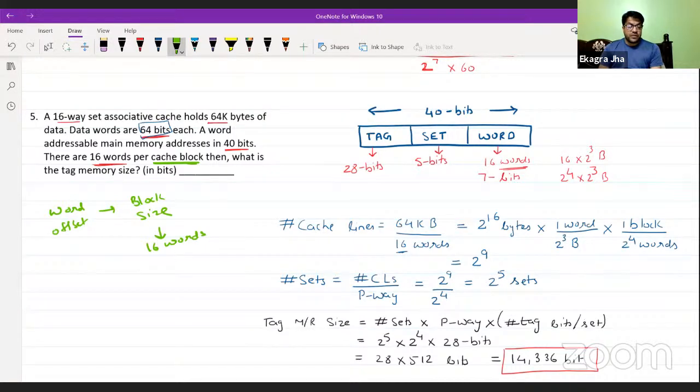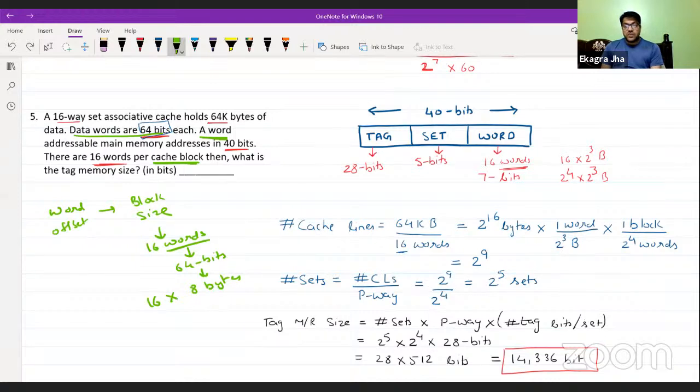Okay, so we need to convert this word into bytes as well, and there is a given thing that one word in the main memory, sorry, data words are 64 bits. So 64 bits is going to be one word length. So one word is 64 bits long, which is 8 bytes. So we have the block size of 16 into 8 bytes long. So this we already mentioned here, that 16 words of block size is 16 into 2 to the power 3 bytes. Okay, because we are going to convert everything in this particular form.